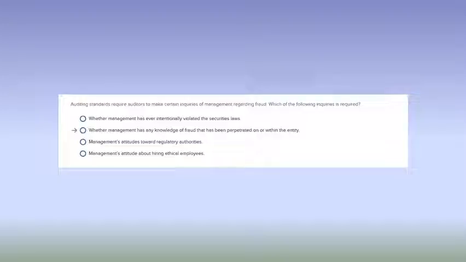So if you take a look at this question here, auditing standards are required to make certain inquiries of management regarding fraud. Which of the following is required? And again, we're asking about knowledge of fraud that has occurred. If they answer yes, that there's been concern or actual fraud in the past, we're going to want to take some steps to realize that that's increasing our risk of material misstatement because of fraud, and then we're going to want to respond to that with our substantive procedures.